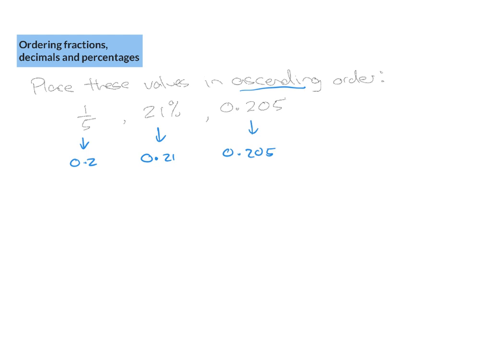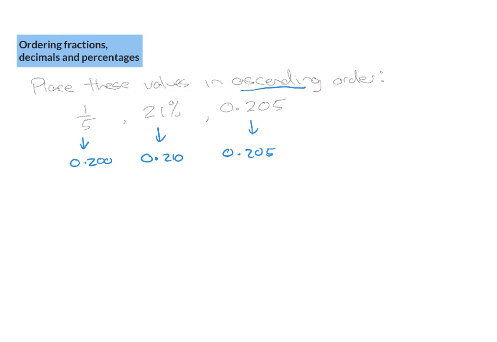Now, I have 3 decimal places on the one on the right. So to help me, I'm just going to put zeros in here to make these also have 3 decimal places. 0.2 is exactly the same as 0.200, but it's easier for me to compare, because now I'm really looking at 200 here and 210 here and 205 here. Remember, this is 200 thousandths, 210 thousandths, and 205 thousandths.